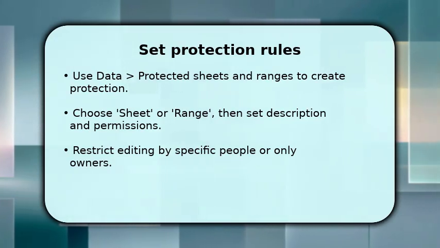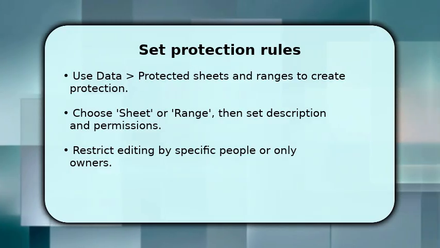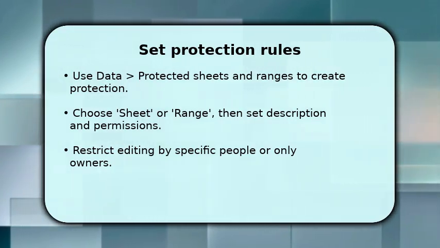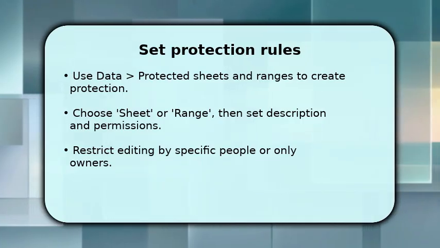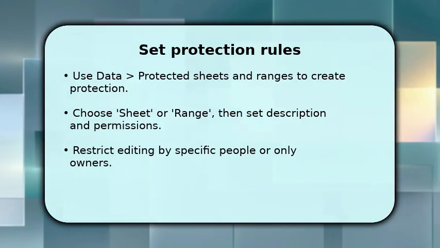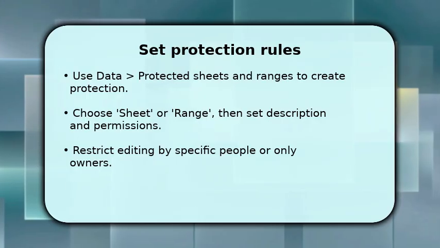Go to Data, then choose Protected Sheets and Ranges. Once there, click Add a Sheet or Range and enter a clear description so collaborators know the purpose. Next, choose Sheet or Range depending on your earlier decision, then click Set Permissions. Make sure to select only the people who should edit, or choose only you or custom to preserve owner control.